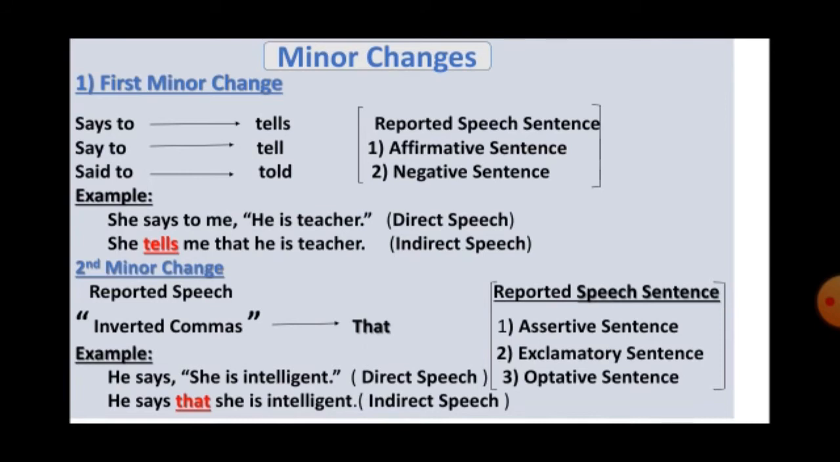But bear in mind that when we have an assertive sentence, exclamatory sentence, or optative sentence in reported speech, then we change inverted commas into "that". Okay students, these are our minor changes. So minor changes always occur outside the inverted commas.